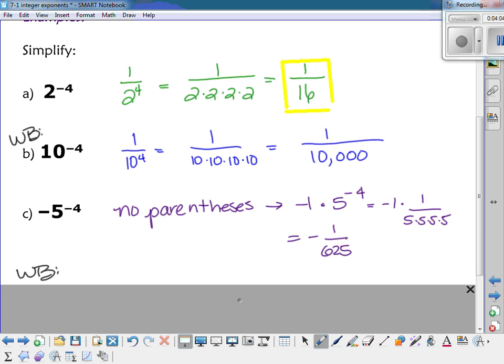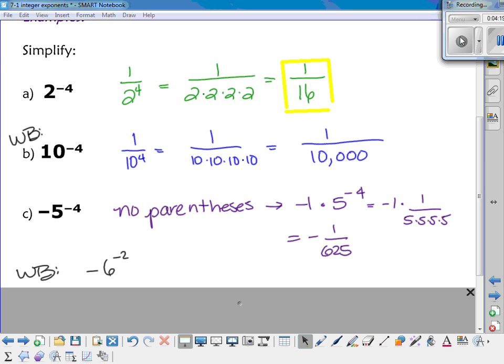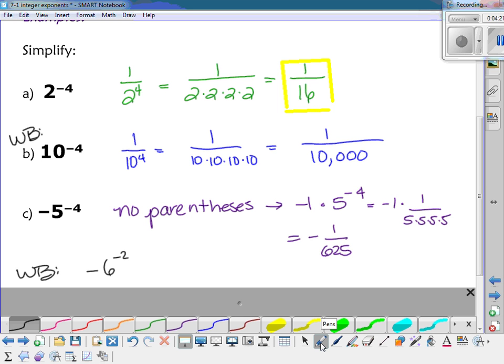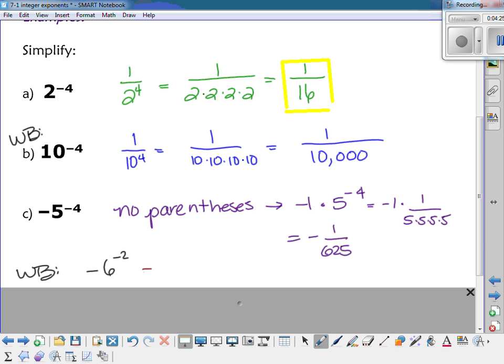So on your whiteboard, I want you to do negative 6 to the negative 2 power. Okay, so it looks like most of you are getting it. It's going to be negative 1 times 6 to the negative 2, so it comes out to negative 1 over 36.